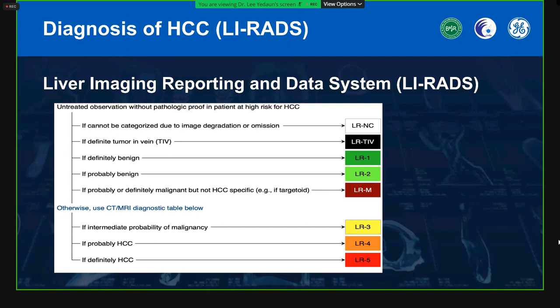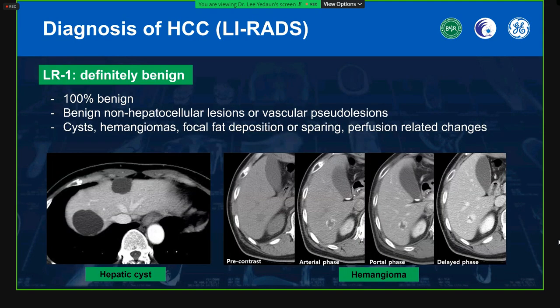If definite tumor in vein, LR-TIV. If definitely benign, LR-1, and probably benign, LR-2. If observations are malignant but not specific for HCC, that's LR-M. According to the CT/MRI diagnostic table, observations can be categorized into LR-3 to 5, reflecting the probability of HCC. So let's take a look at each category.